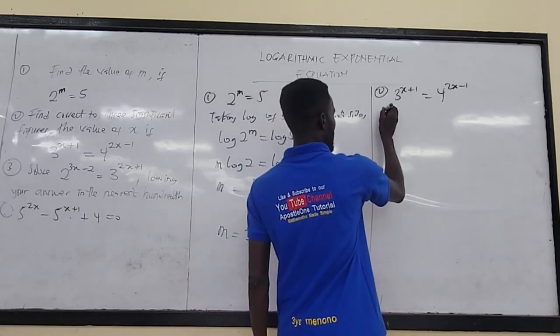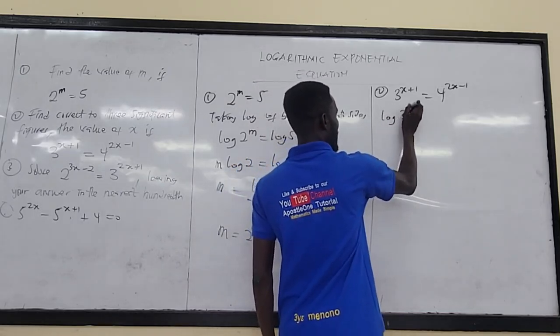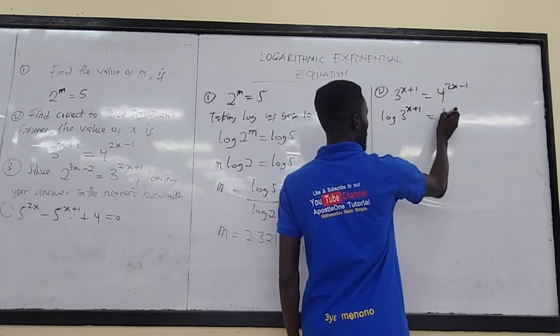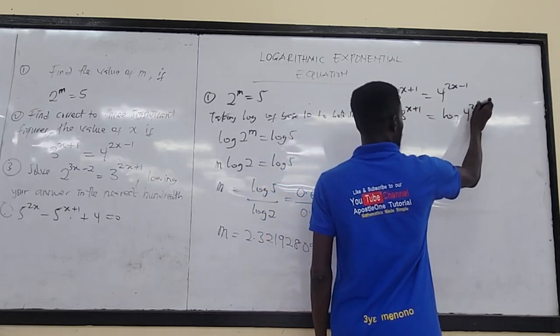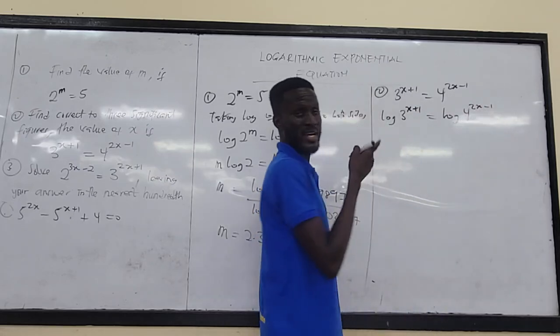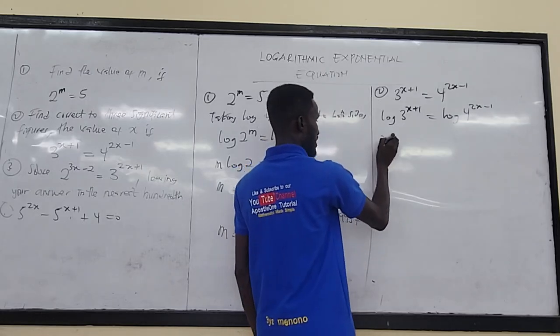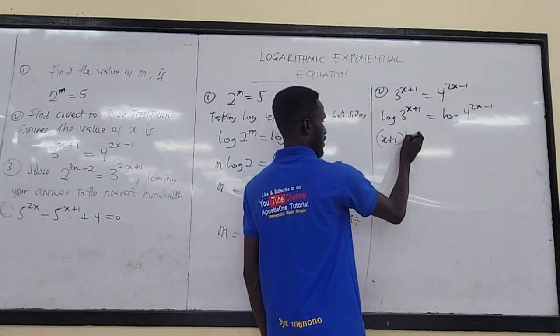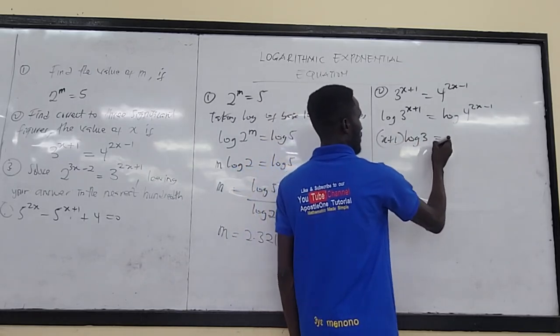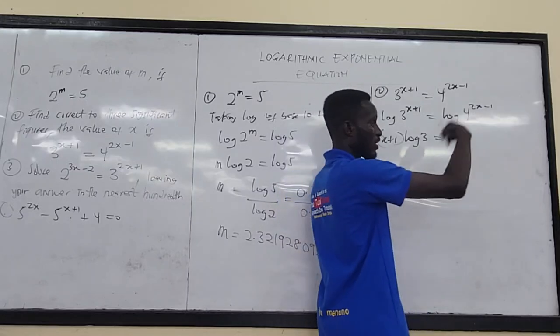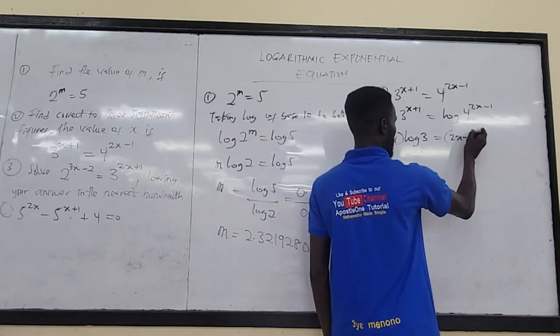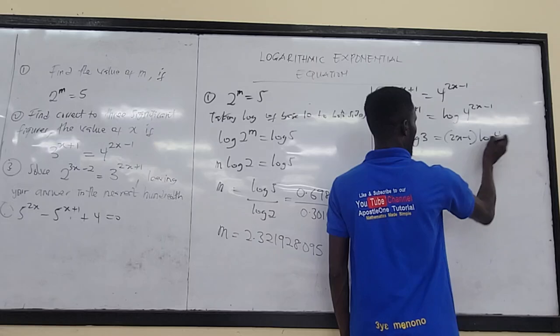So taking logarithm of base 10, we have log of 3 exponent x plus 1 equal to log of 4 exponent 2x minus 1. So you bring the exponents to the front of the log. We have x plus 1 log 3, then bring the exponent to the front of the log, we're going to get 2x minus 1 log 4.